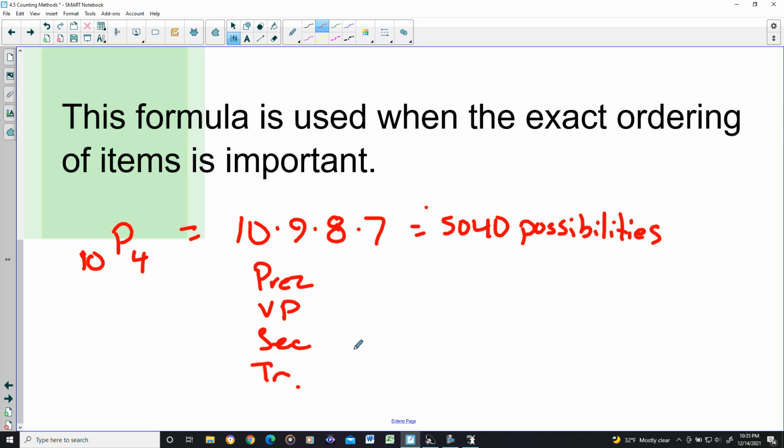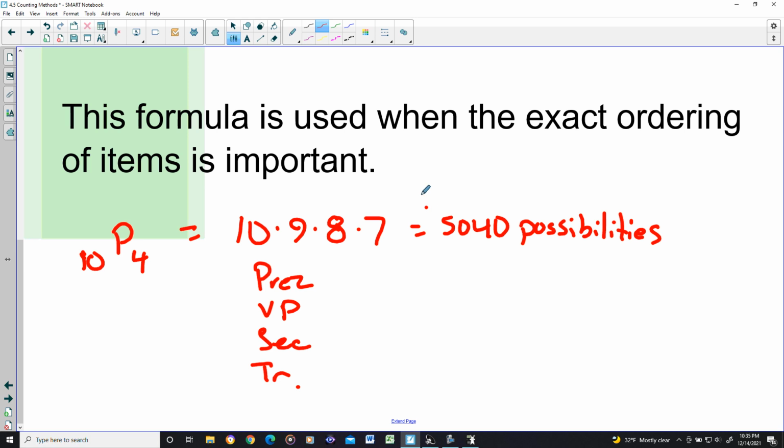And in that case, the order matters. So you can select the same 4 people out of the 10, but the ordering matters because it depends on what position they're put into. So in that case, it'd be 5,040 different possibilities.